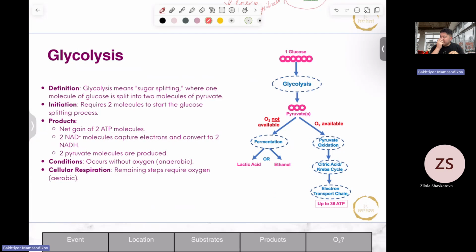So imagine you have a big candy, but you cannot eat it all at once. What you're going to do is break it down into two first, so that you can eat it now. Same with the glucose: our body should do the glycolysis, should split the glucose into two always, in order to use it effectively.